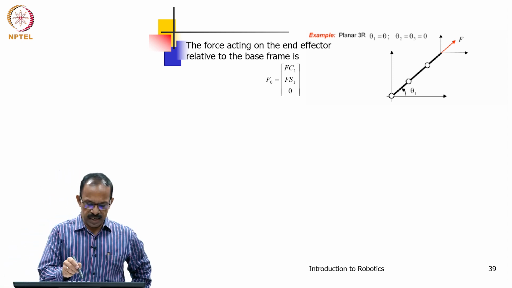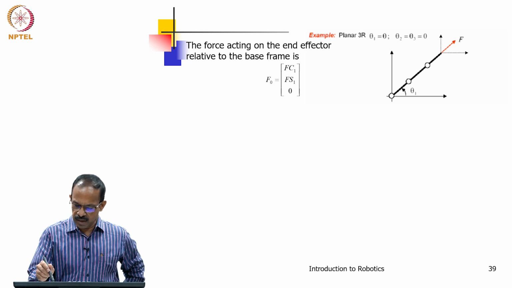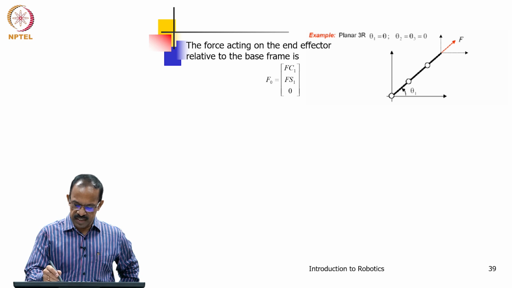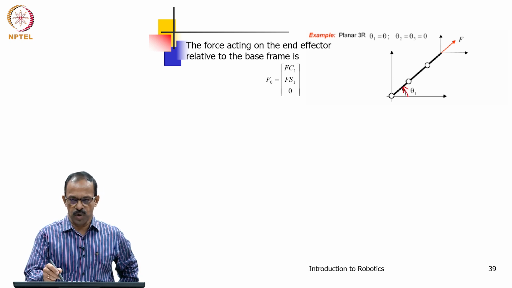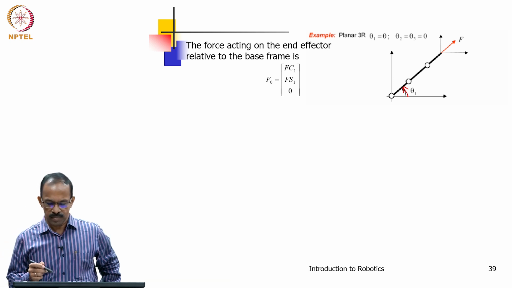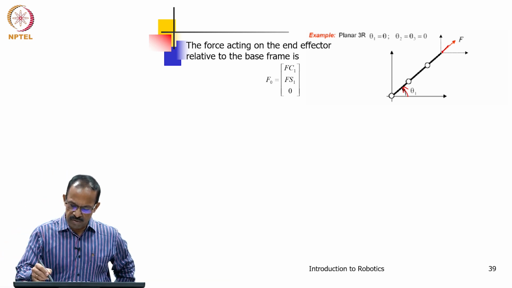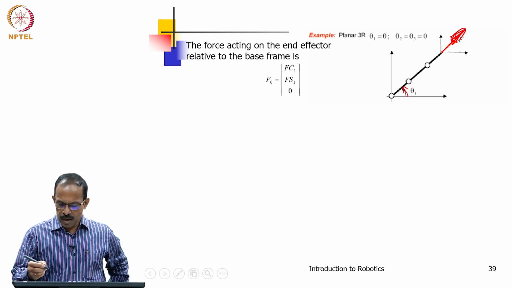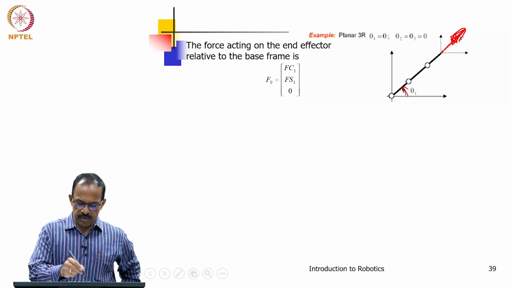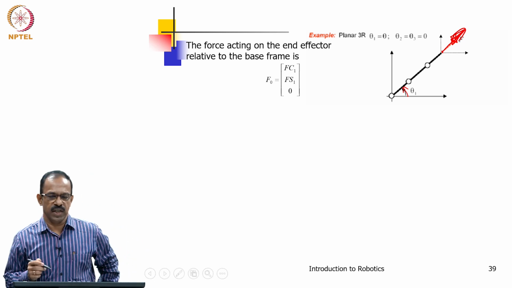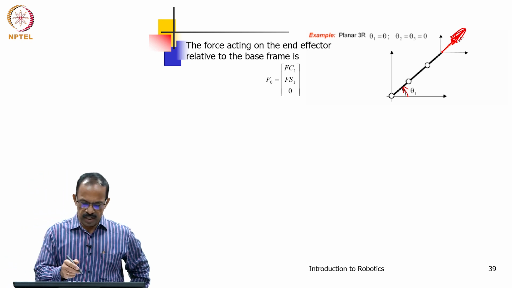Assume that the force acting at the end effector is given as follows. This is a planar manipulator, where joint 1 is at the theta 1 position, and joint 2 and joint 3 are at 0 angle, and you apply a force F here. Its components in the x and y directions can be written as F cos theta 1 and F sin theta 1. So, that is the force.